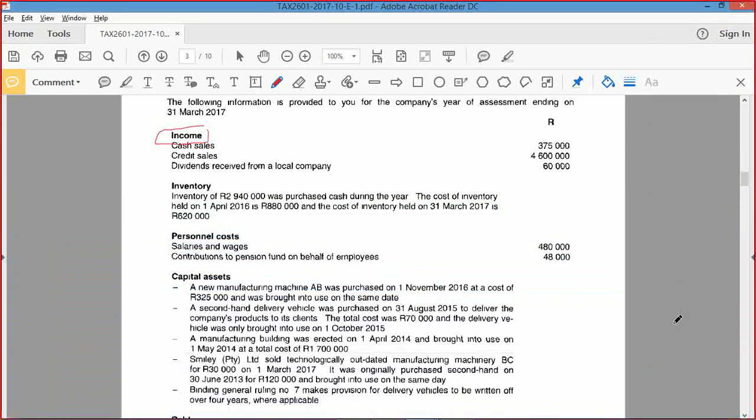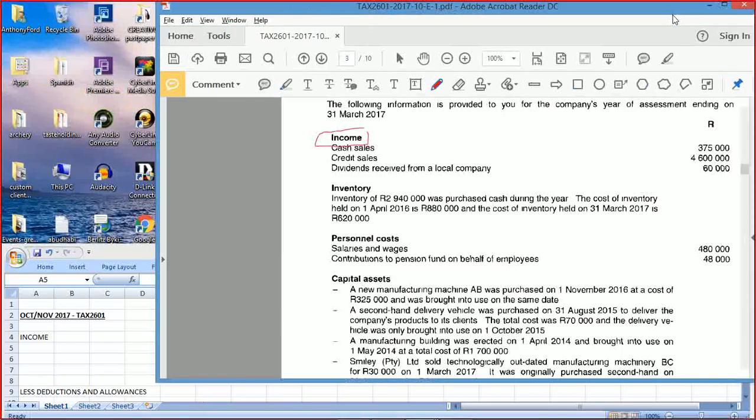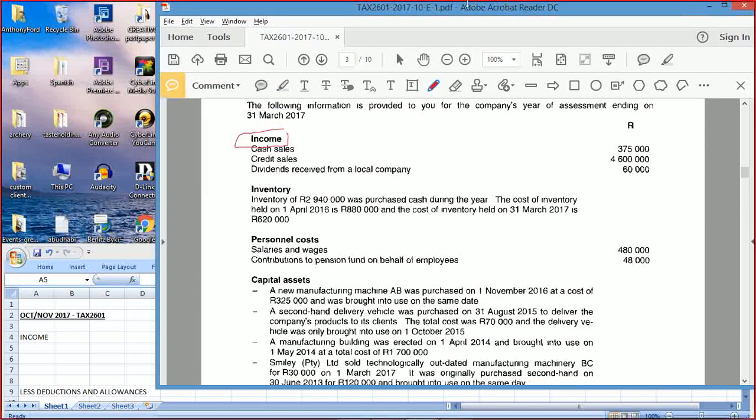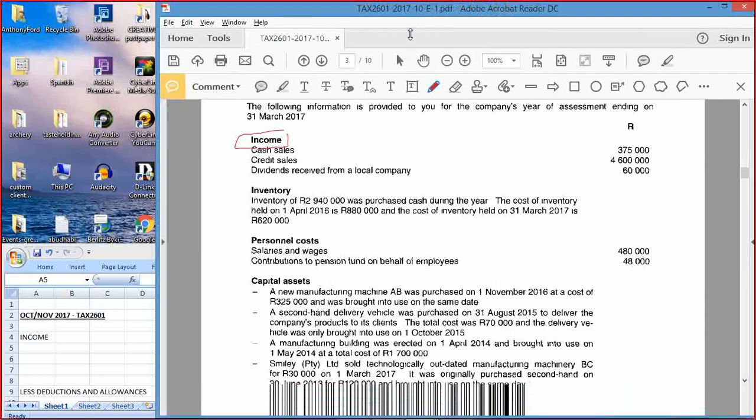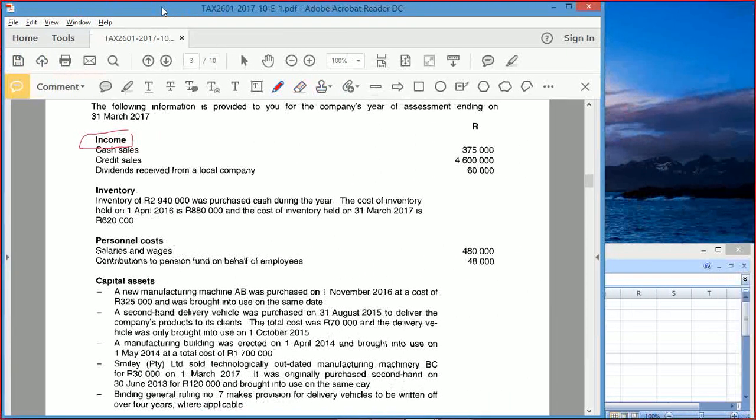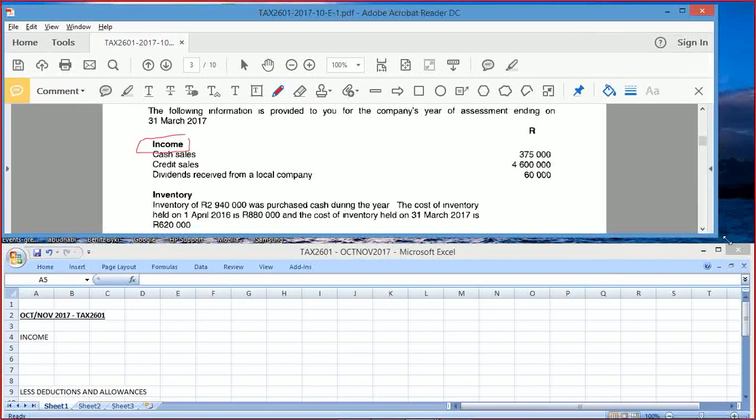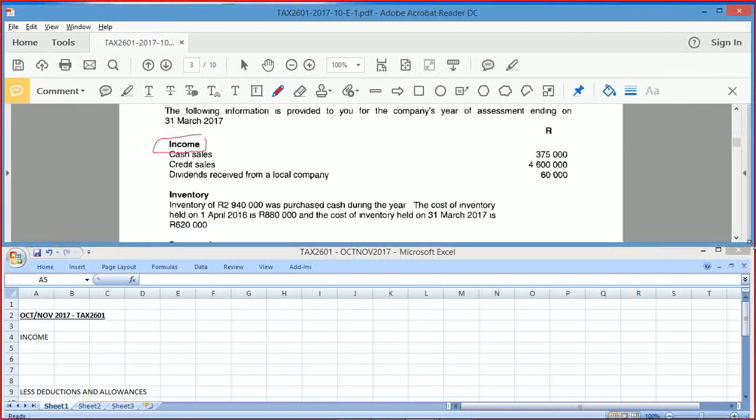Okay, it's income. How much income do we have? Well, we've got sales and cost of sales. Do you agree? Yes, sir. Are they treated as income? Does that meet the definition of income?